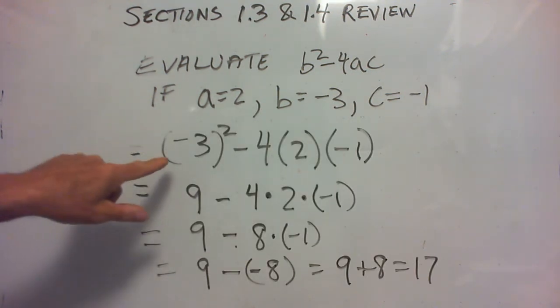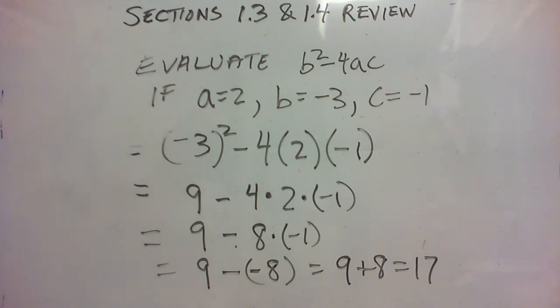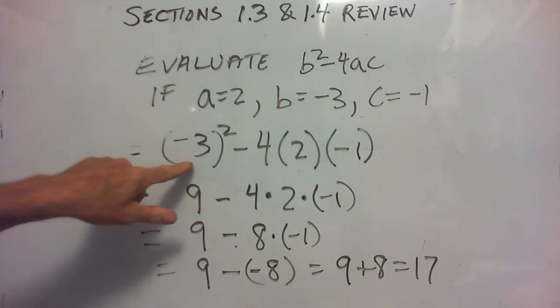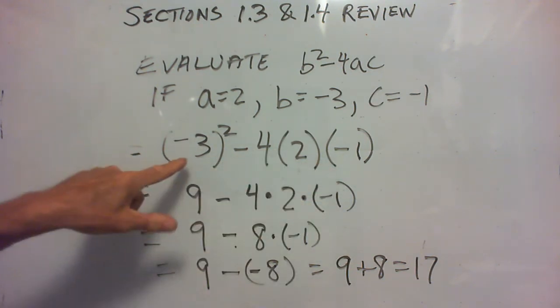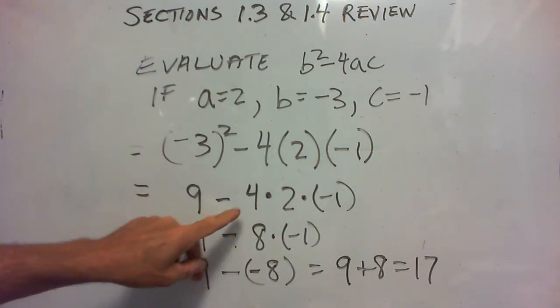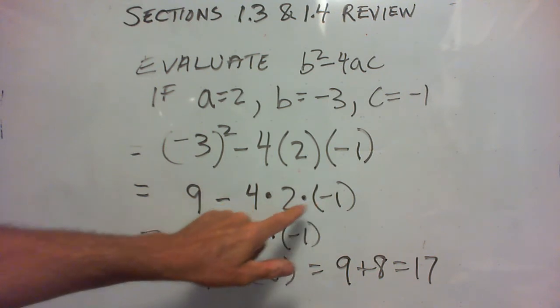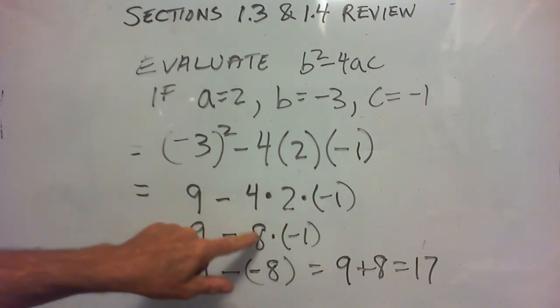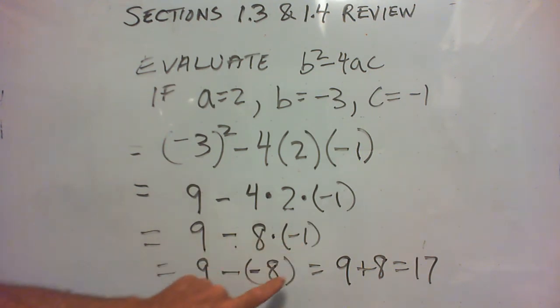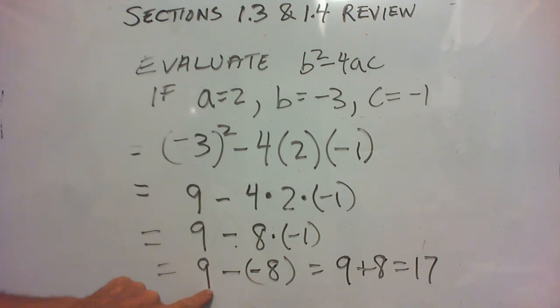So when we plug these values in, we end up getting negative 3 quantity squared minus 4 times 2 times negative 1. So we do the exponent, 9, and then we have to do all these multiplies before we subtract. So 4 times 2 is 8, then 8 times negative 1 is negative 8. So we end up subtracting negative 8 from 9, which means we're adding 8 to 9, and we get a result of 17.